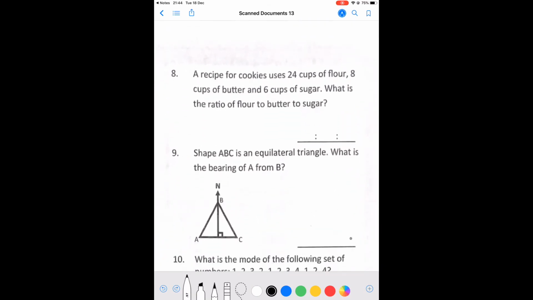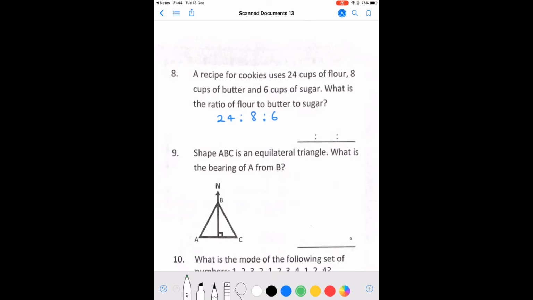A recipe for cookies uses 24 cups of flour, 8 cups of butter, and 6 cups of sugar. What's the ratio of flour to butter to sugar? So flour, butter, and sugar, in that order. Let's get a blue. So we have 24 ratio 8 ratio 6.